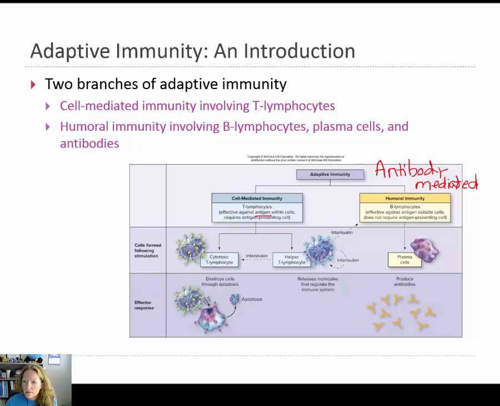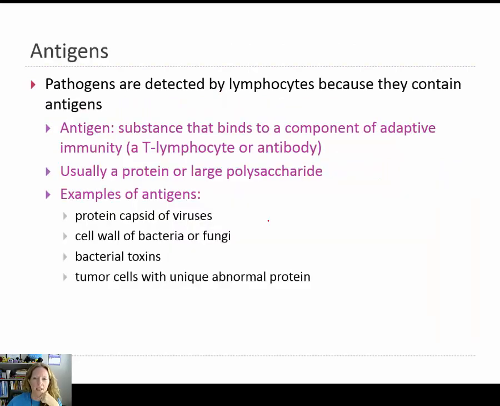So let's look at this word, this antigen, and what it is going to mean. So all pathogens are going to have something called antigens. An antigen is going to be any substance that binds to a component of the adaptive immunity. And it really is these antigens that these T cells and B cells are looking for. So that's why pathogens are detected by lymphocytes, because of these antigens.